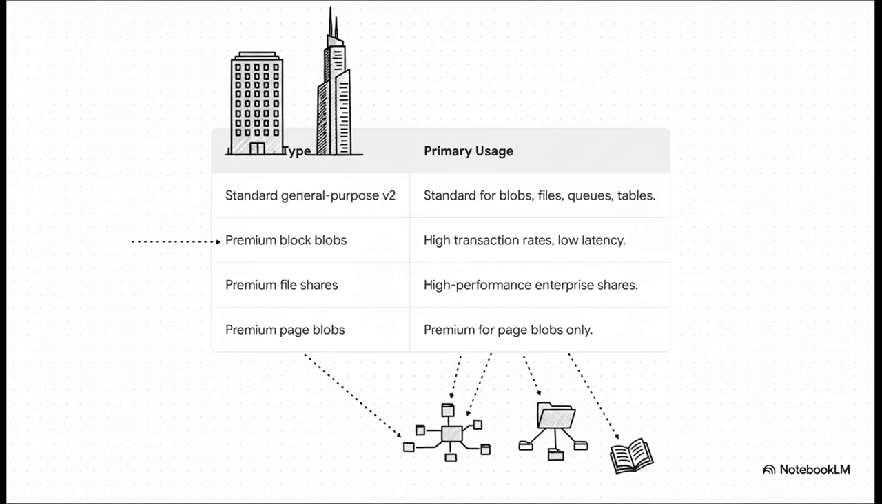That standard general-purpose V2 account, that's your all-arounder, perfect for most scenarios. But what if you need crazy speed, like for an app with a ton of users hitting it all at once? That's when you look at the premium options. They're specialized, high-performance foundations for things that need super low latency or are running huge enterprise file shares.